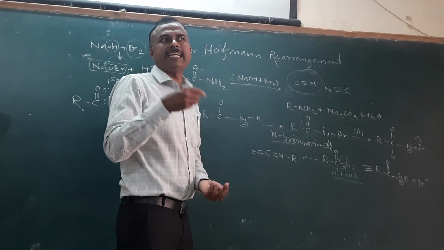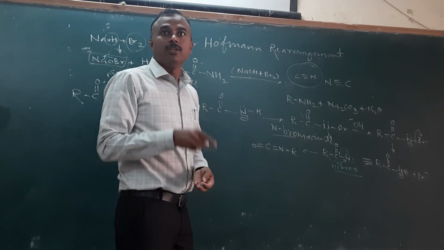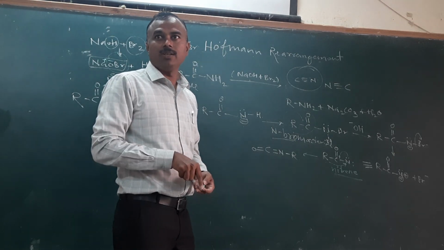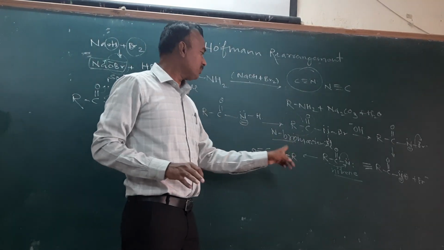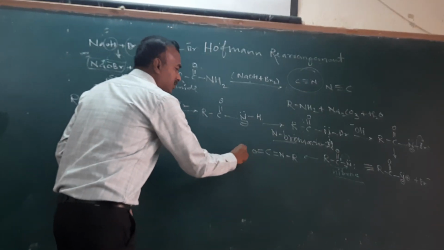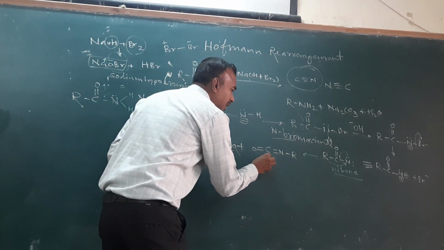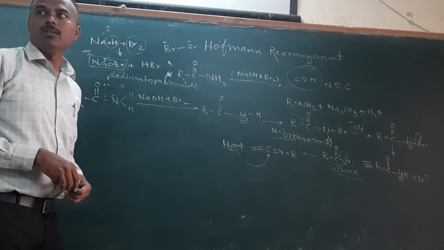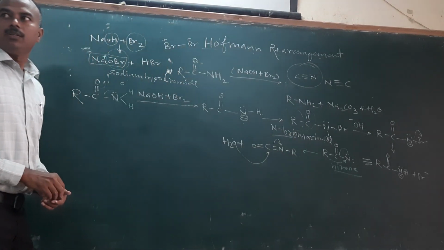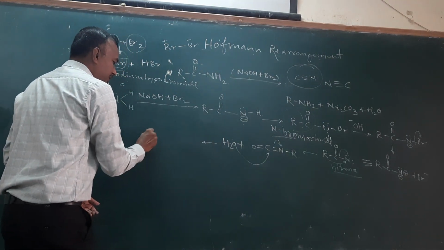Now, what was the ketene? Ketene is carbon double bond carbon double bond oxygen. But here it is not like that because of the nitrogen. Now simply add water here. Water will attack on the carbonyl carbon, so it becomes like this. Is it clear? Yes, sir.